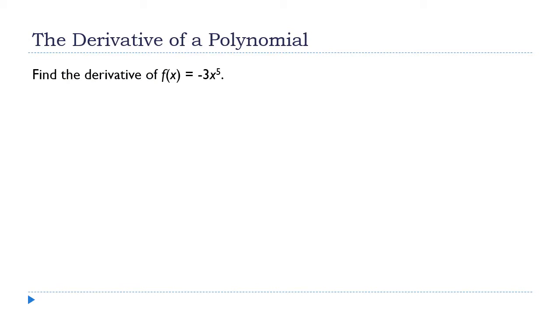All right. Now this is really close to what I did before, but it's got a -3 out in front. Well, remember our very first derivative rule. It says you can ignore a constant out in front, find the derivative of the actual function part, the part that actually has the variables in it, and then just multiply the result by that constant. So in other words, f prime of x is -3 times the derivative of x to the fifth.